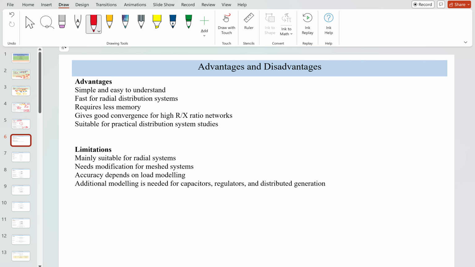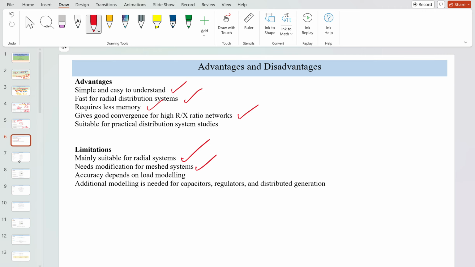Okay, so there are advantages which we have already seen: it is simple and easy to understand, fast for the radial network, requires less memory because fewer iterations are needed, convergence is faster, and has good convergence with high R by X networks in the distribution network. This is mainly suitable for radial networks. You have to use some other method for circular systems, modification is needed for mesh, load modeling is important, and capacitors and regulators have to be modeled accurately to see what current is going inside.